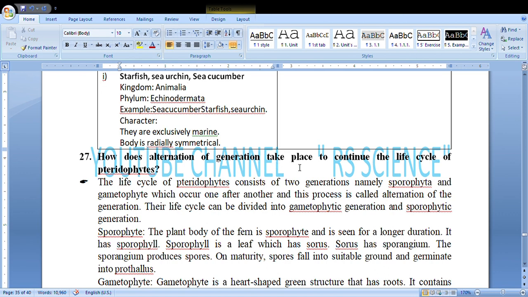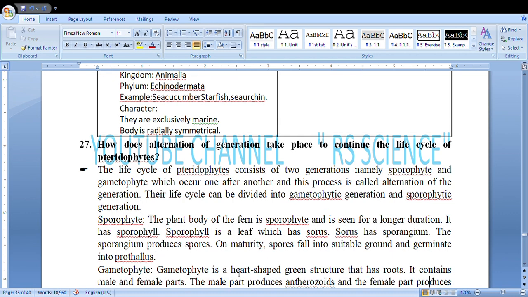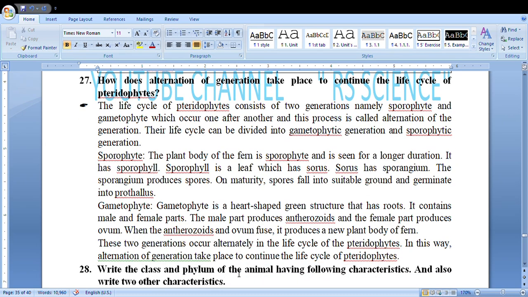How does alternation of generation take place to continue the life cycle of pteridophytes? The life cycle of pteridophytes consists of two generations, namely sporophyte and gametophyte, which occur one after another, and this process is called alternation of generation. Their life cycle can be divided into gametophytic generation and sporophytic generation. Now let us discuss sporophyte and gametophyte one by one.